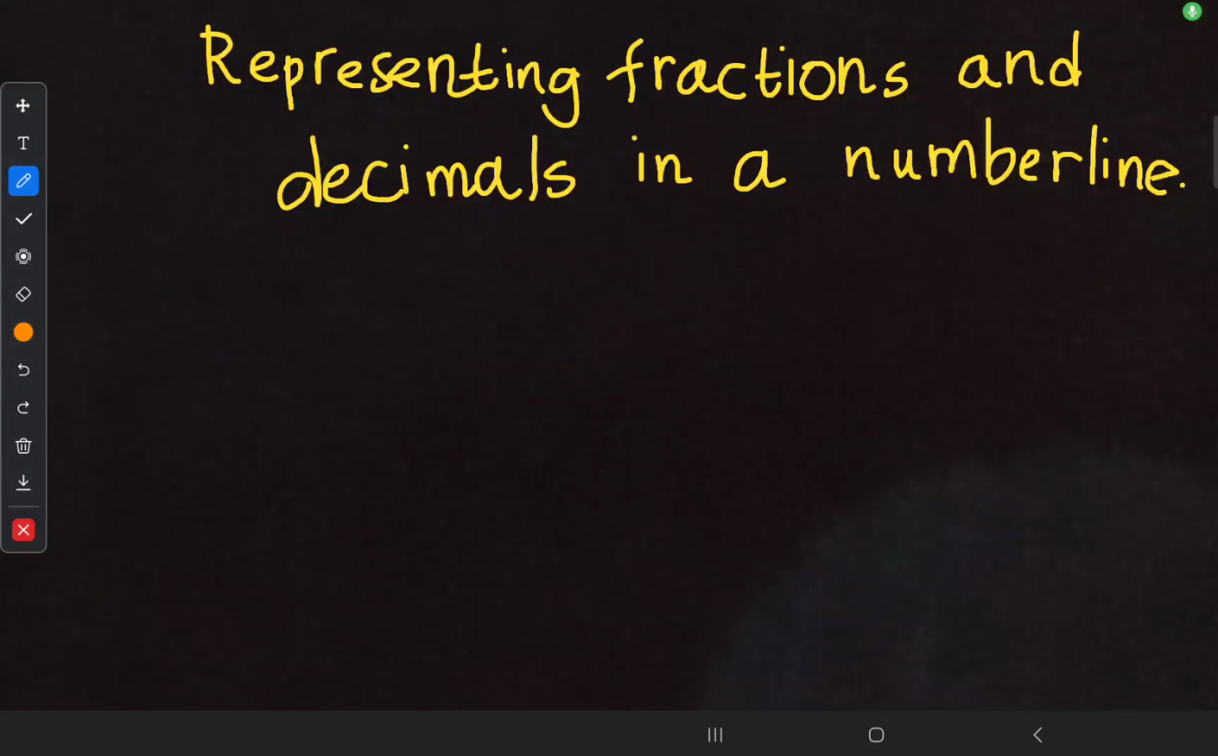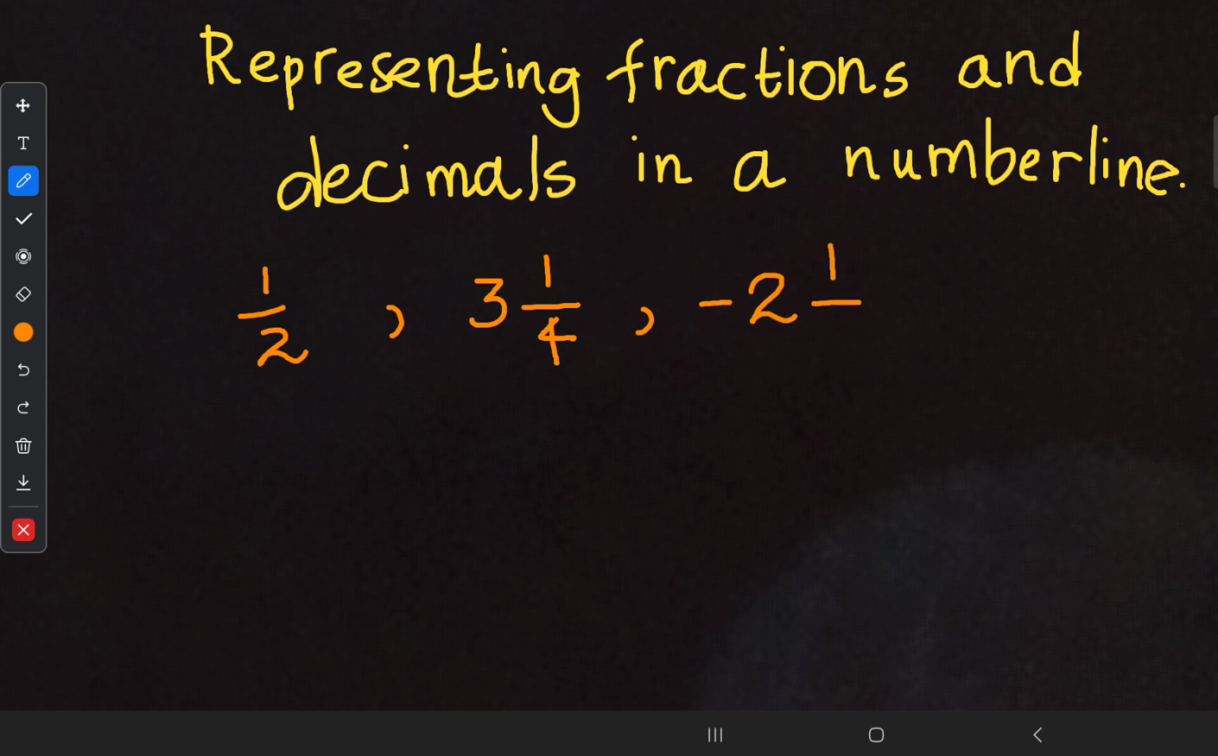I give you a point. Okay, I'll give you 3 points. You are going to mark those points, decimal values or fractional values, on the number line. When we deal with half, 3 into 1 upon 4 and negative 2 into 1 upon 5, these are our 3 points.